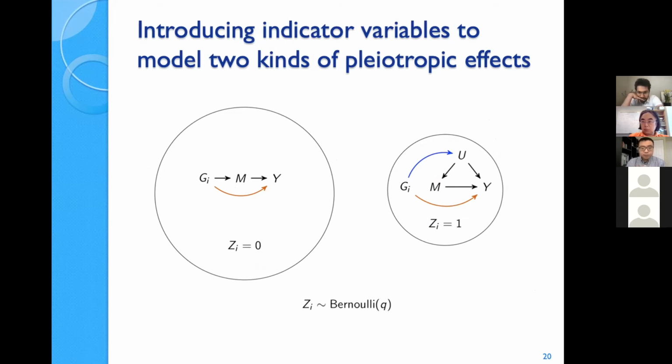In practice, because we don't observe U, we don't know which variants belong to which scenario. So we introduce an indicator variable to model these two kinds of pleiotropic effects. Z equals 0 means uncorrelated pleiotropy: the variant might affect Y, but doesn't affect the confounder or the shared factor. In the second case, Z equals 1, the variant acts on the shared factor. Z_i follows a Bernoulli distribution with mean Q. That's our assumption. Q mirrors how often the effect sizes of M and Y are correlated.